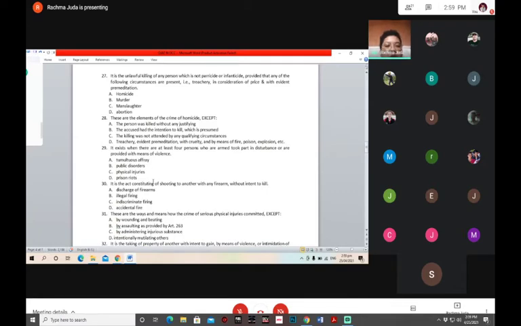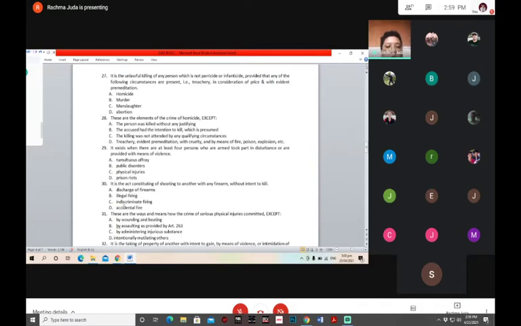Next, 29. It exists when there are at least 4 persons who are armed, took part in disturbance, or are provided with means of violence. So, monitong crime na, once na naay mamatay or naay magkaroon ng serious physical injury tungod sa kanang kung sa ato ang language pa ginatawag siya as riot. So ang answer dira is Alpha, tumultuous, affray.